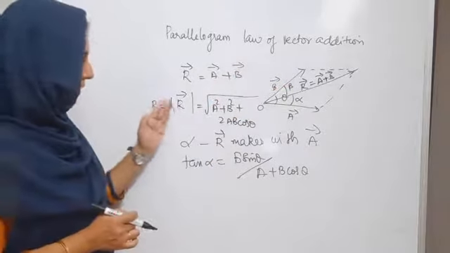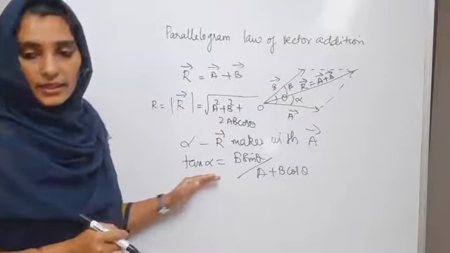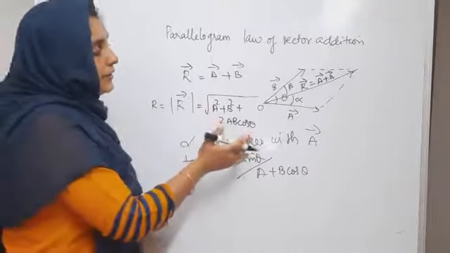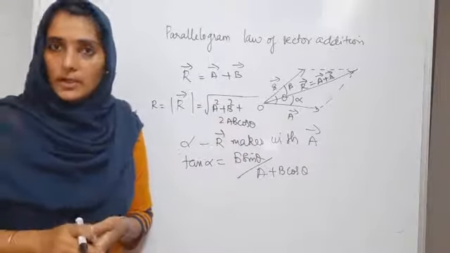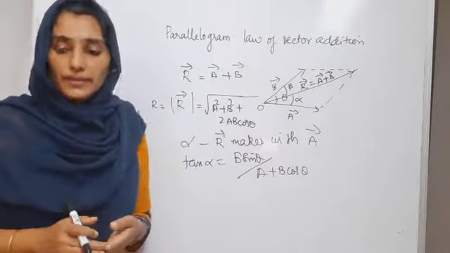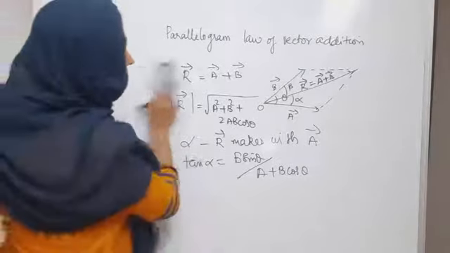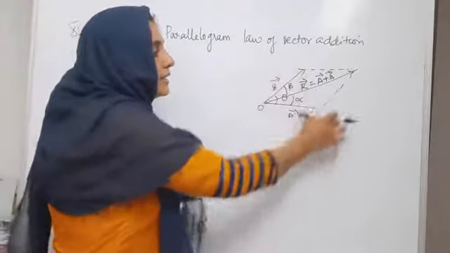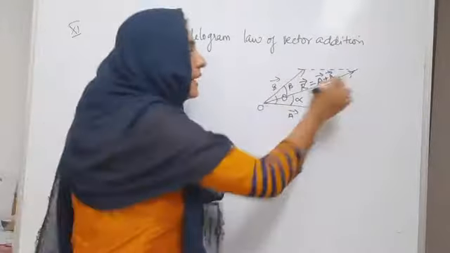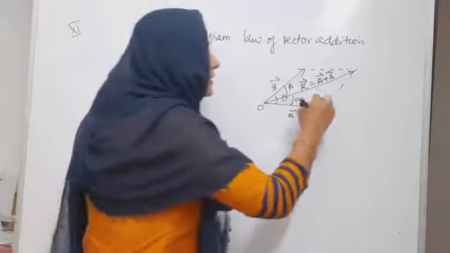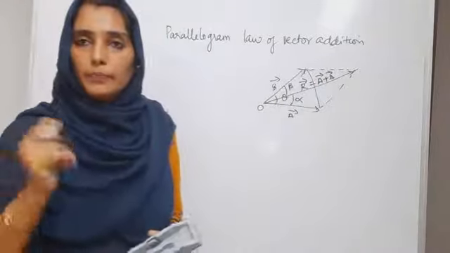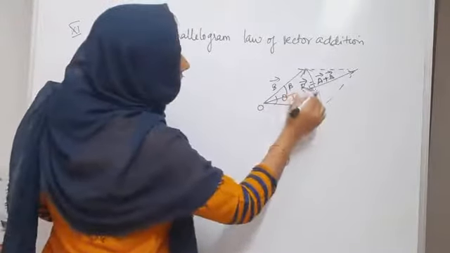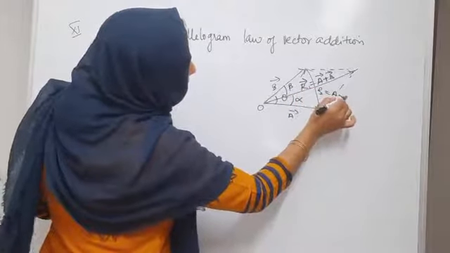Now this is the expression for the magnitude, and this is the expression for its direction. Using this, we can find the sum of the two vectors. And suppose you want to find the subtraction of two vectors, how do you arrive at it? When you consider this parallelogram, the longer diagonal represents the sum, and the shorter diagonal represents the subtraction, that is, the difference.